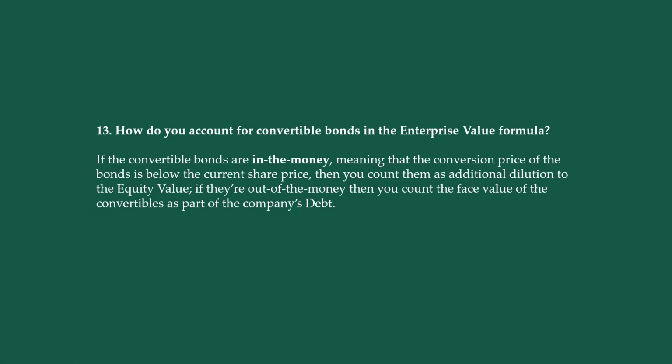And if the stock is out of the money, you do not need to worry about anything because there will be no dilution impact. It stays as debt only, and you count the face value of the bond as debt in the enterprise value formula. But if the convertible bond is being converted, then the debt will go off, and it will impact the dilution.